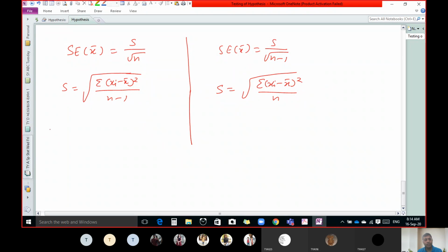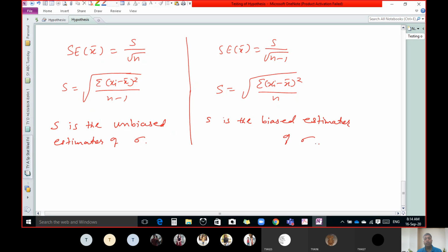So this S is the unbiased estimator of the standard deviation of the population, that means sigma. So here S is the unbiased estimator of sigma, whereas here S is the biased estimator of sigma. So one is an unbiased estimator, the other one is the biased estimator.